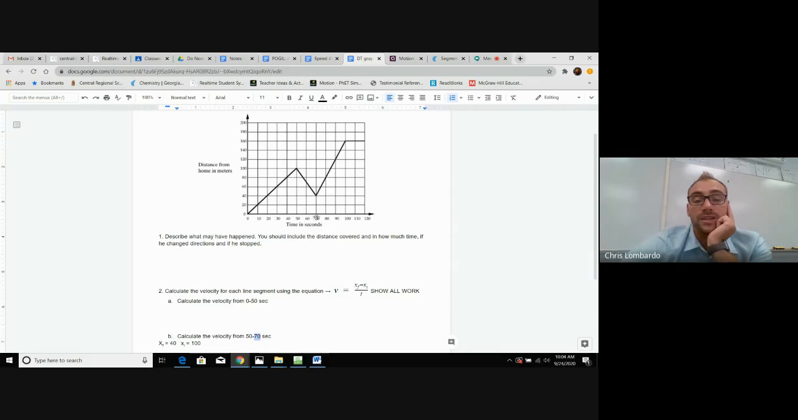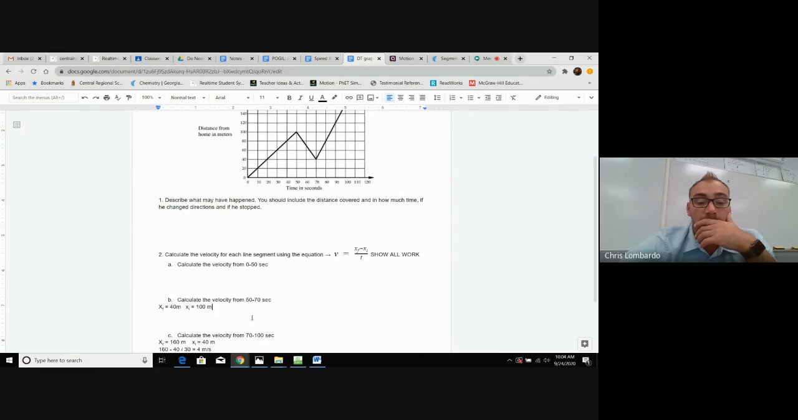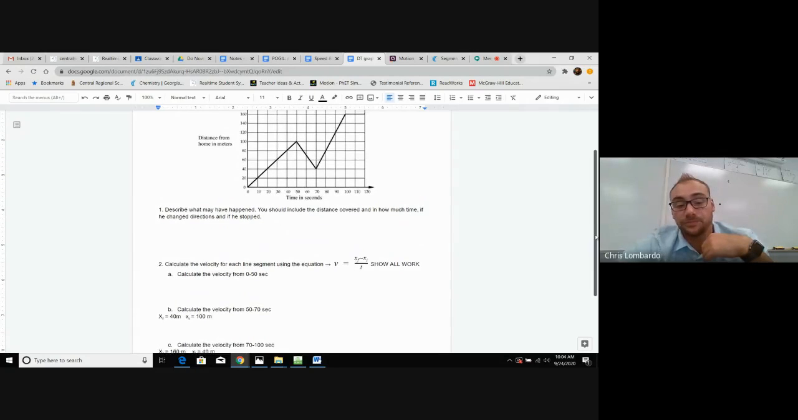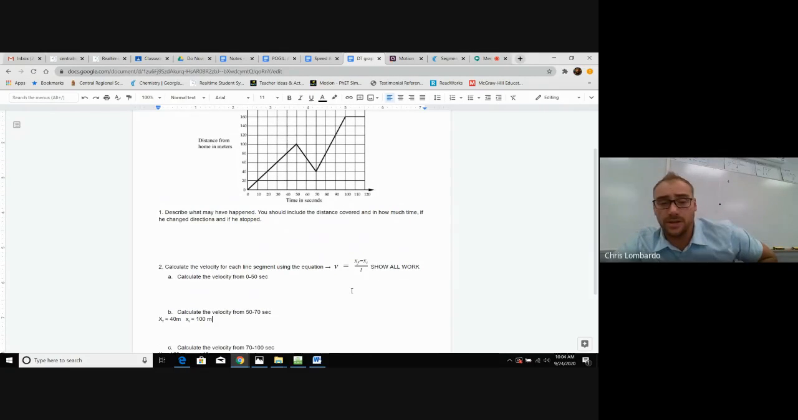So I go to 70 seconds, I go up. Where's my final position? If I go across, I'm at 40 meters. My initial position would be at the 50-second mark. So I go to 50 seconds, go up, and go across. I'm at 100 meters. Then you just take your information and plug it into the equation here.